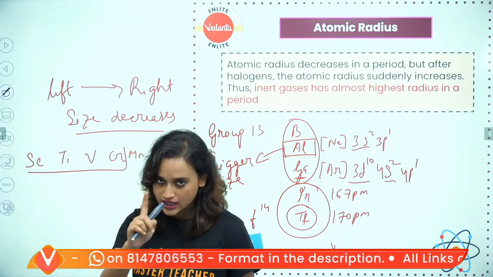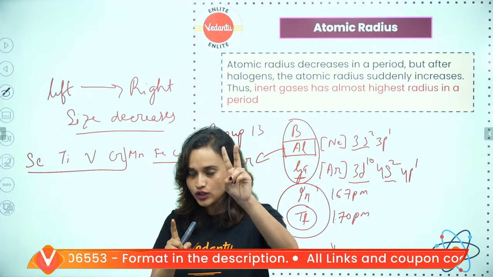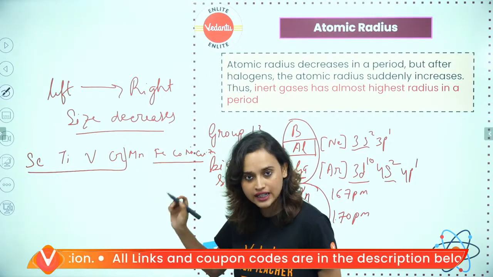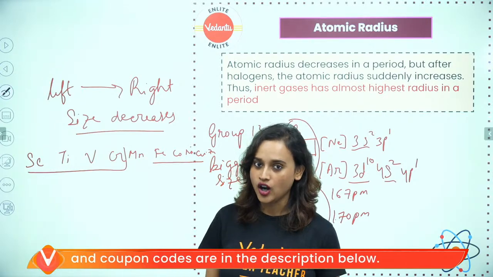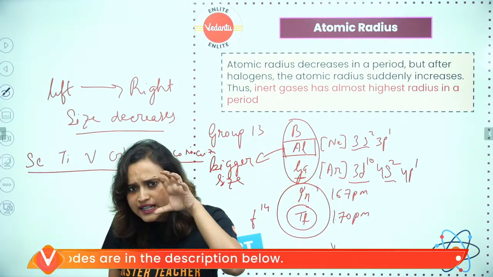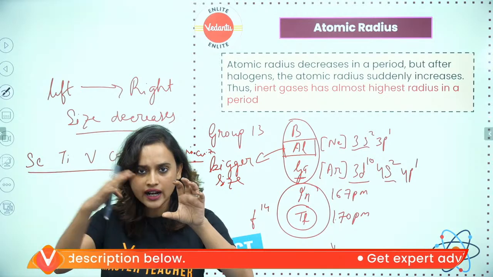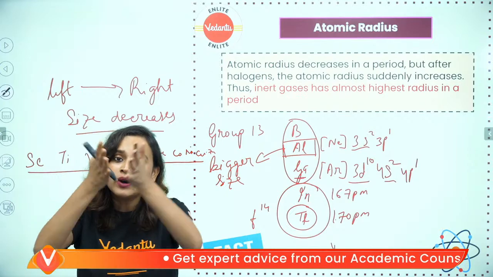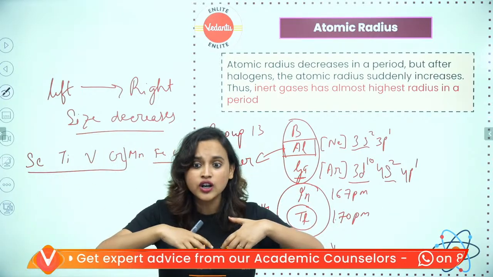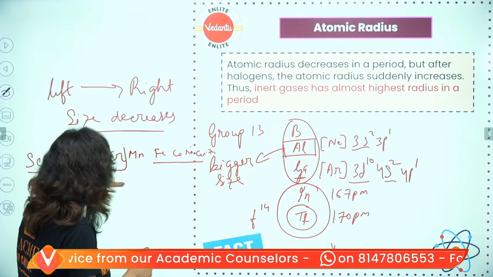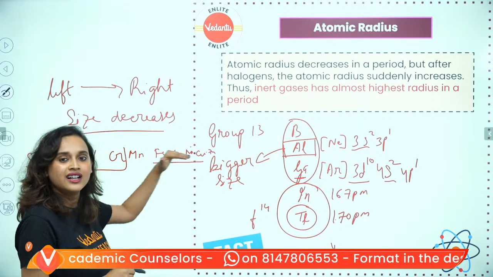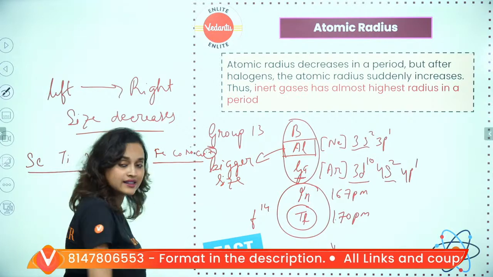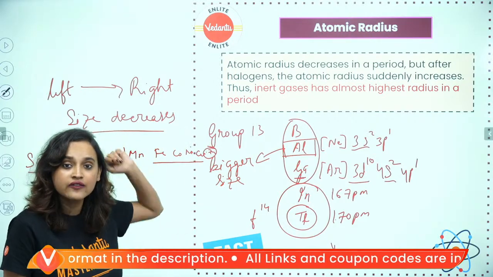Why? Because there are two things that are happening. One, effective nuclear charge increases. But because in the same shell, more and more electrons are adding up, there is also interelectronic repulsion. When these two work together, they kind of balance, and the size does not really decrease much. It remains the same. And in case of zinc, it increases.